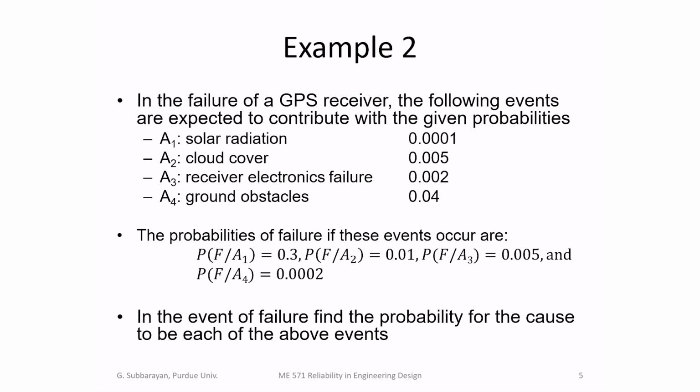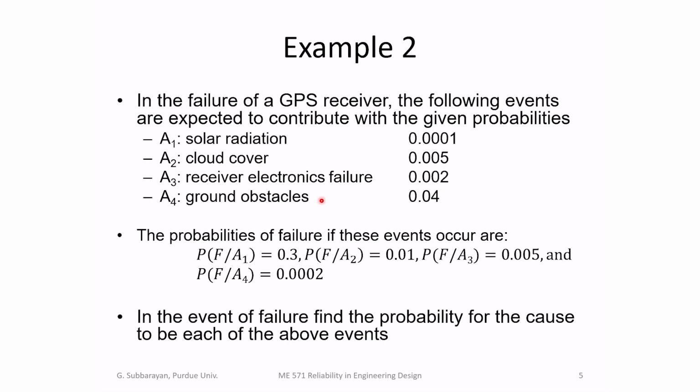So here is an example of that. We have a GPS receiver, and there are many mechanisms that could potentially contribute to the failure of that GPS receiver not receiving a signal, with the probabilities that are shown here. A1 is solar radiation. The probability of that occurring is 0.0001. A2 is cloud cover, and the probability of that occurring is 0.005. A3 is receiver electronics failure. The probability of that occurring is 0.002.